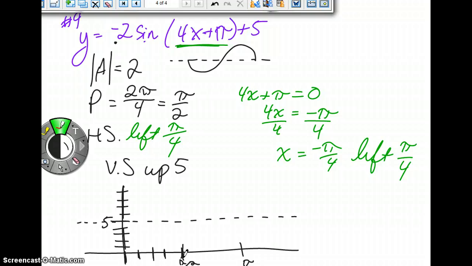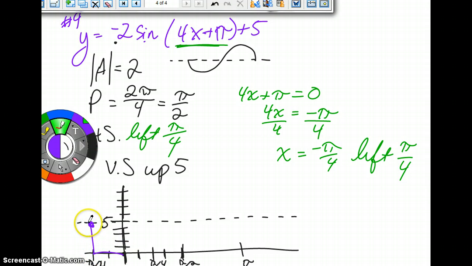Normally I would start with sine on the origin, but I can't start there. I have to take this left pi over 4. This is pi over 2, so here's pi over 4, so I only need to go 2 tick marks over to the left, negative pi over 4. So I take this left pi over 4, up 5, and now I'm starting right here. I would do the same thing: 4 tick marks, 1, 2, 3, 4 is 1 period. So now that I have this placed, I just go 1, 2, 3, 4, and there's the end of my first period. Halfway between puts me on the y-axis.